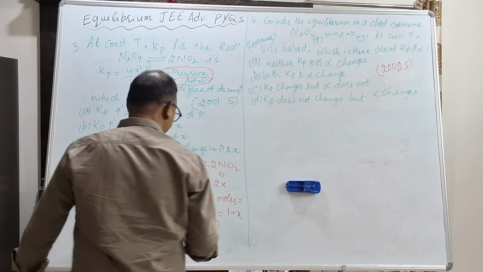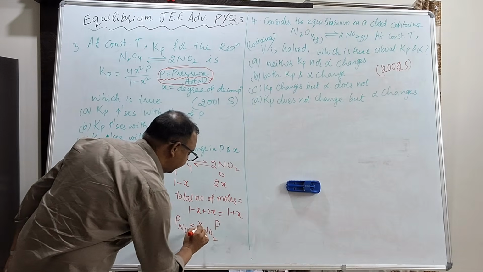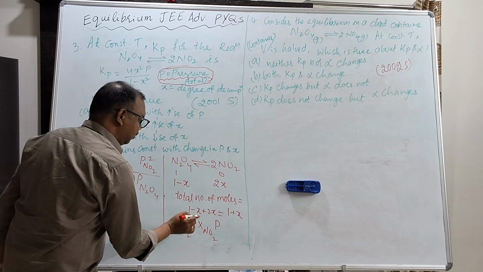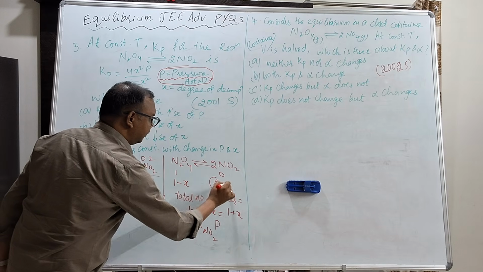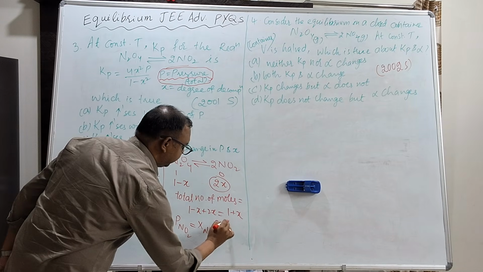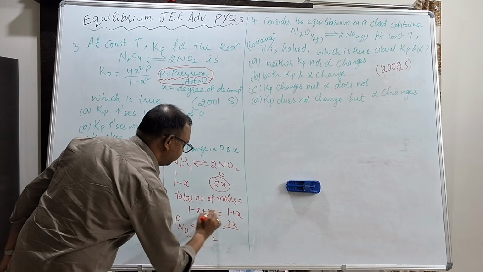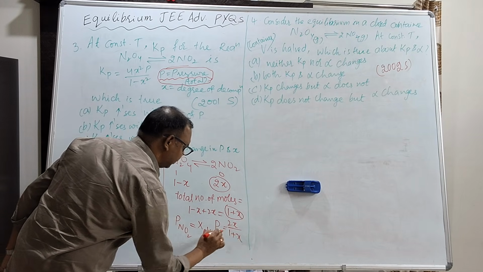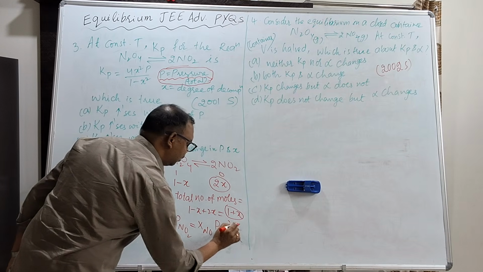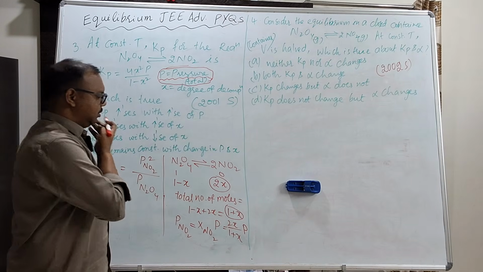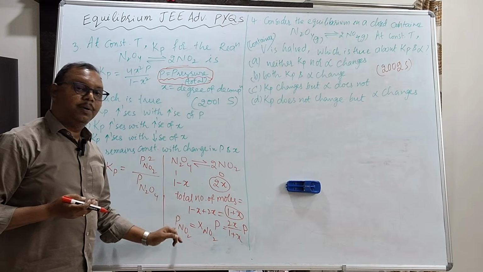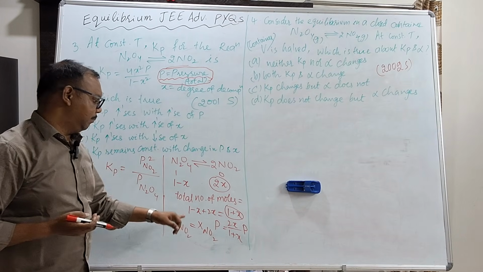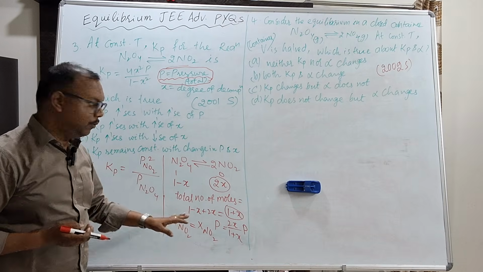Therefore it can be written as the number of moles at equilibrium. For NO2, the number of moles at equilibrium is 2x, and the total number of moles is 1 plus x. So 2x by 1 plus x, into total pressure P, we can write like this. This is the expression for partial pressure, x into P. P indicates total pressure, keep that in mind. PNO2 means partial pressure of NO2.